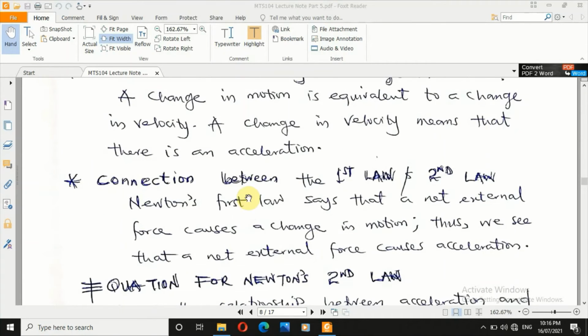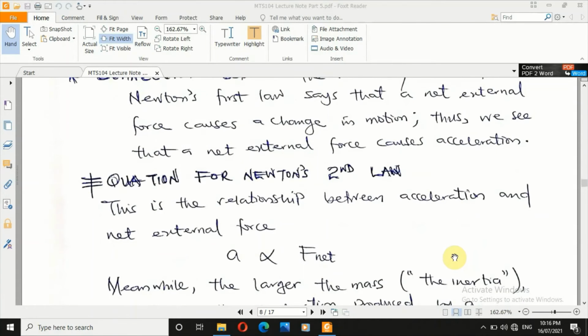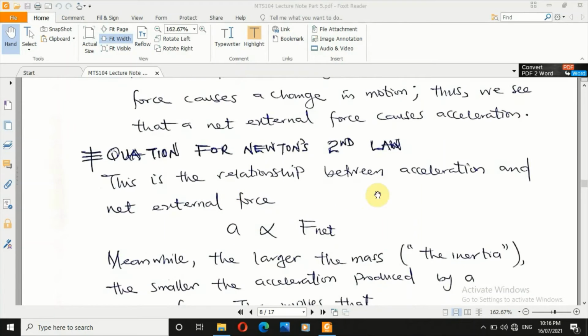So now let's go again. Connection between the first and second law. Is there any connection between the first and second law? The first law says that a net external force causes a change in motion. Thus, we can see that a net external force causes acceleration. Now, a question for Newton's second law. This is the relationship between acceleration and the net external force. So we can say that acceleration is proportional to what? To the net force. That's the summation of all the forces.